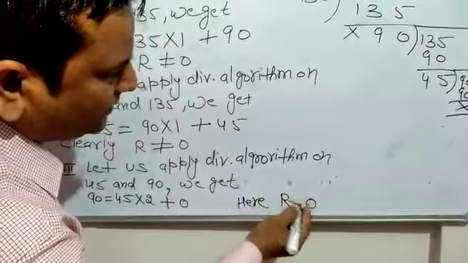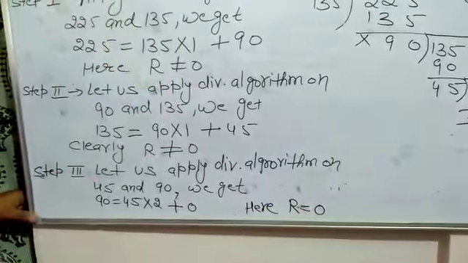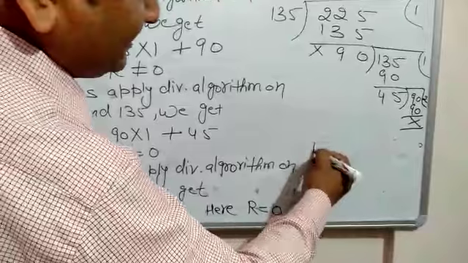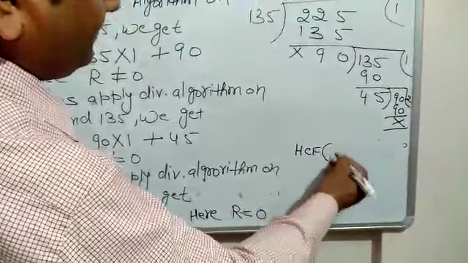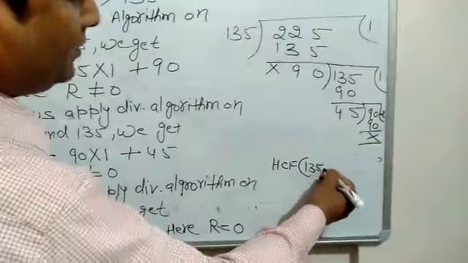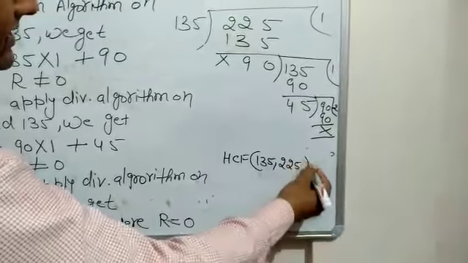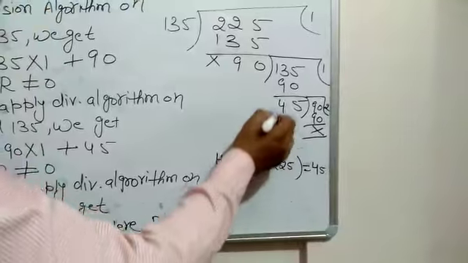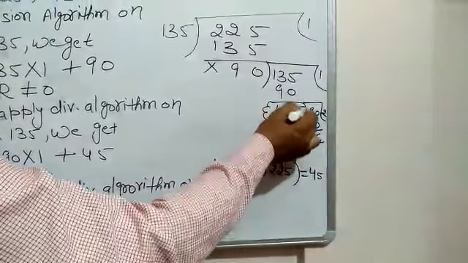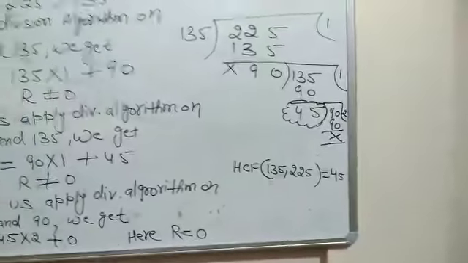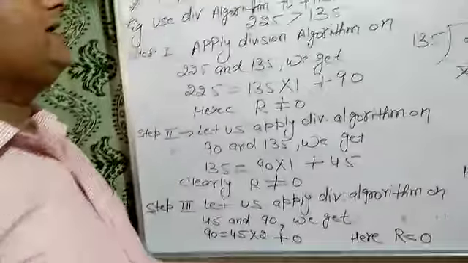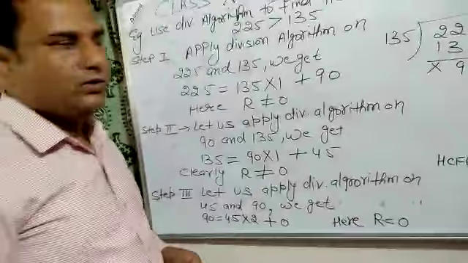And according to the algorithm, the divisor which gives remainder 0, that divisor is said to be your HCF. So the HCF of 135 comma 225 is equal to 45, because 45 is the divisor which gives us remainder 0. So I hope you understand this algorithm process in order to find the HCF of two numbers.